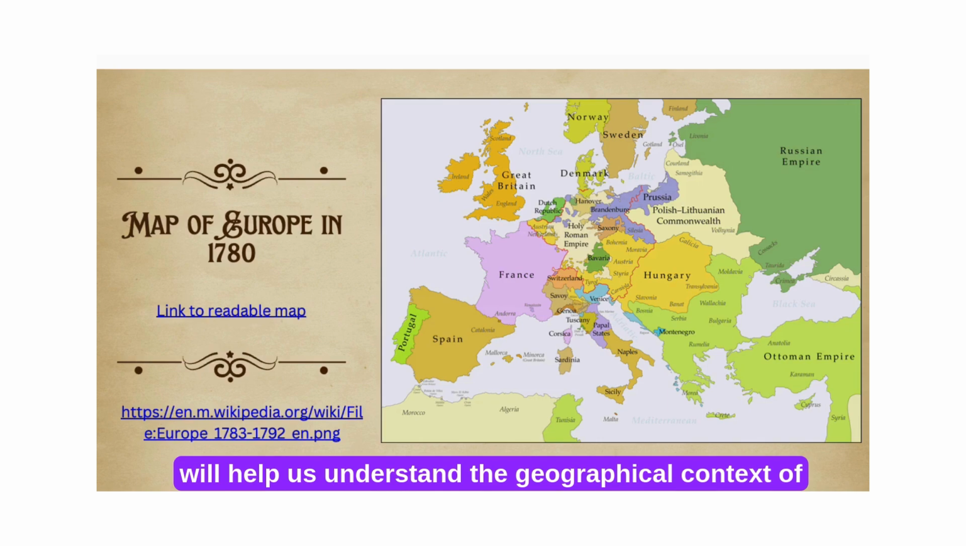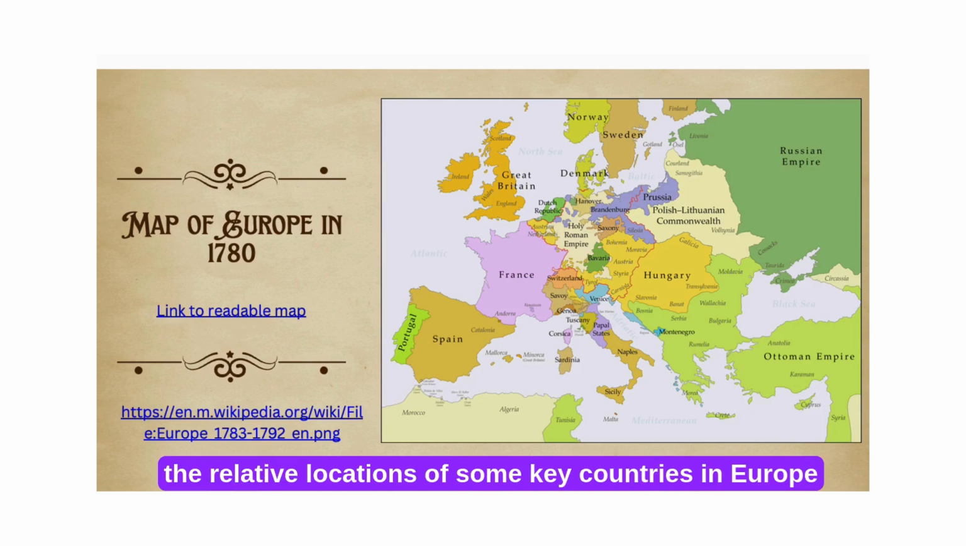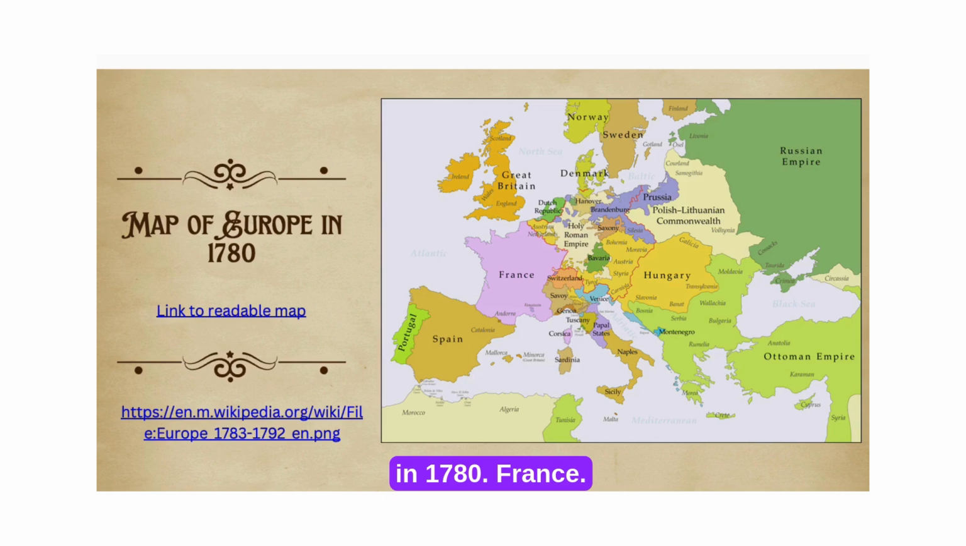This map will help us understand the geographical context of the events we will discuss. You can access a readable version of the map through the provided link. Notice the different countries and their borders, which will change significantly due to the events of the late 18th century. Now let's discuss the relative locations of some key countries in Europe in 1780.